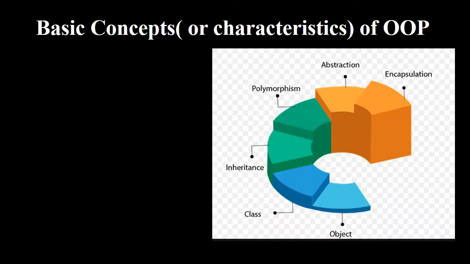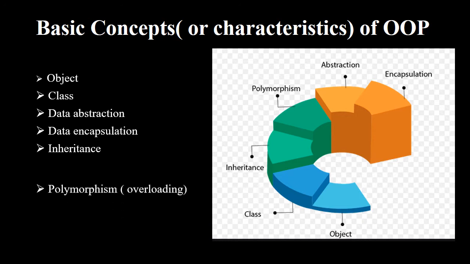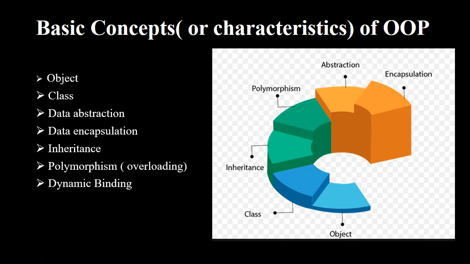There are 8 important concepts in OOP: object, class, data abstraction, data encapsulation, inheritance, polymorphism or overloading, dynamic binding, and message passing. In this, data abstraction, encapsulation, inheritance, and polymorphism are the core concepts of OOP. Now, let us see in detail about each of them. However, its applications will be discussed in the upcoming chapters.